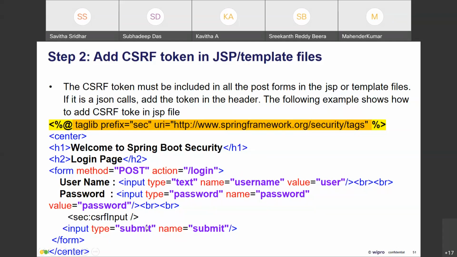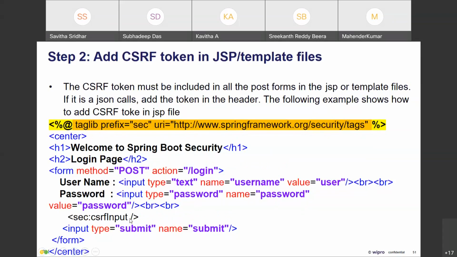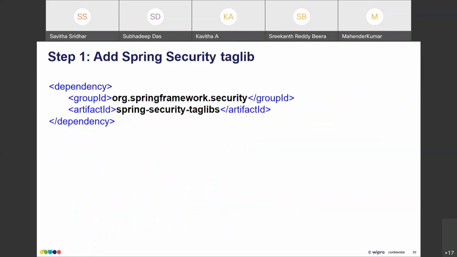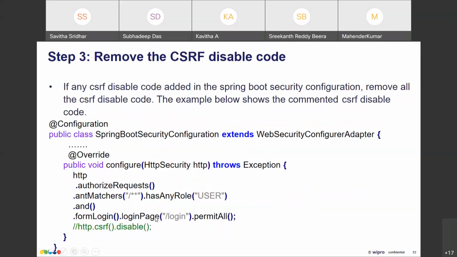So the CSRF token must be included in all your post forms in your JSP or template files. Whenever this form is submitted, the server will expect the CSRF input also to be provided. This is one way of doing it. Step 1 is to add the taglib. Step 2 is to add this input. Step 3 is, in case CSRF is disabled in your app for whatever reason, enable it.